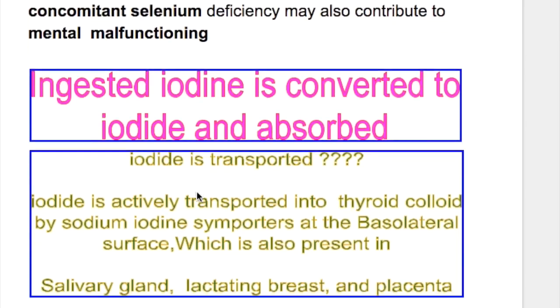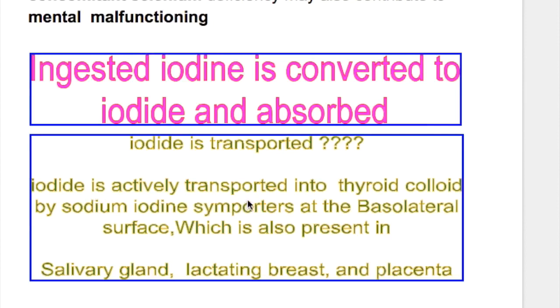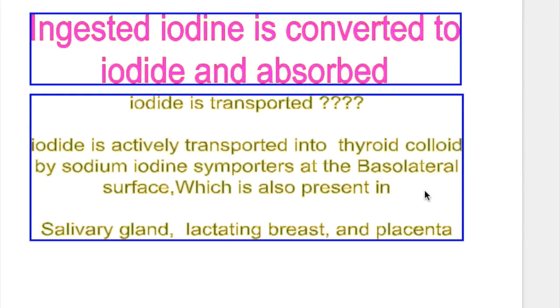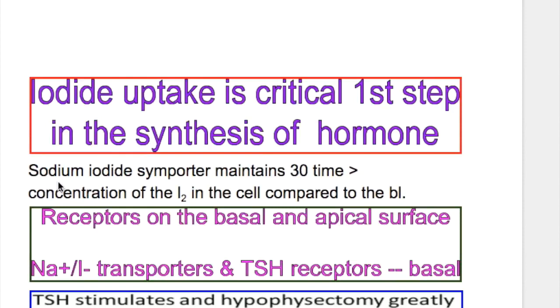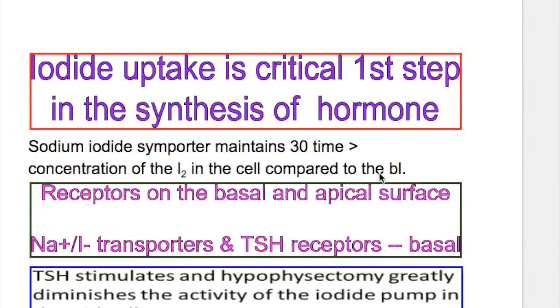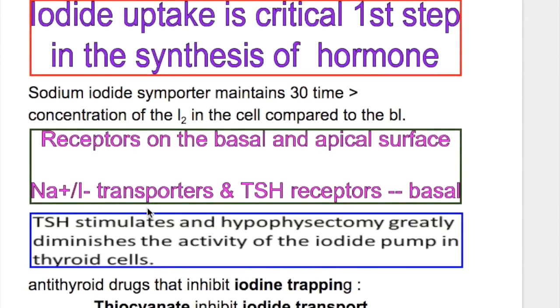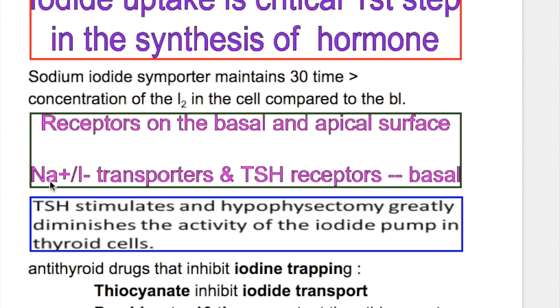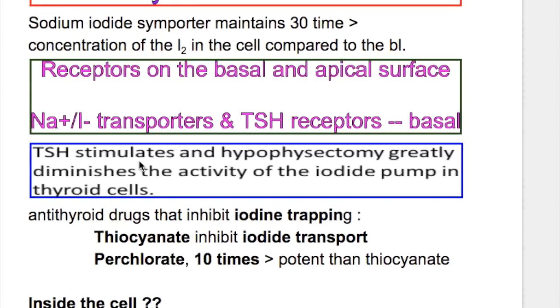How is iodide transported? Iodide is actively transported into the thyroid gland by sodium iodide transporters, which are at the basolateral or basal surface of the follicular cell. Sodium iodide transporter maintains a 30 times more concentration of iodine in the cell compared to the blood. There are two types of receptors on the basolateral surface of the follicular cell: sodium iodide transporters and TSH receptors. TSH stimulates, and hypophysectomy greatly diminishes, the activity of the iodide pump in thyroid cells.